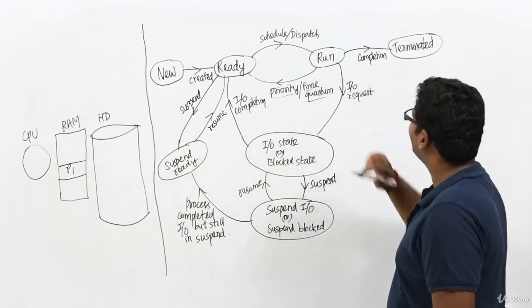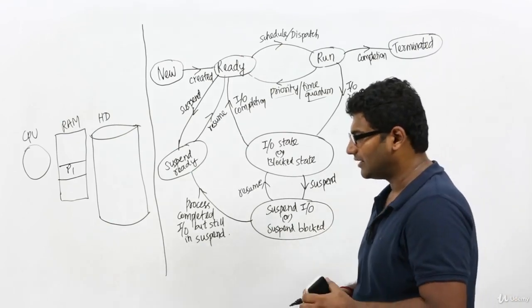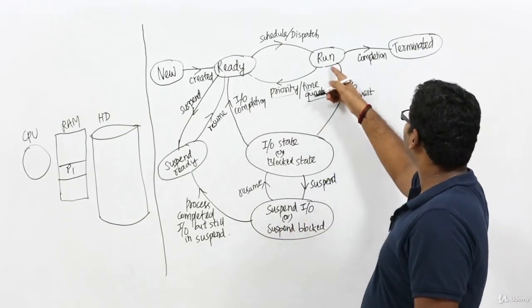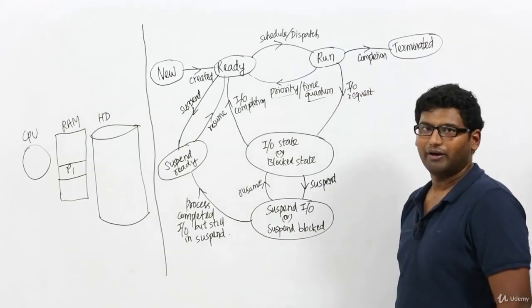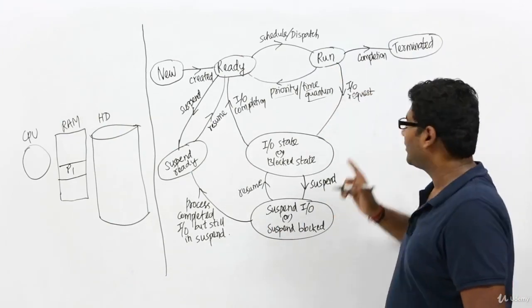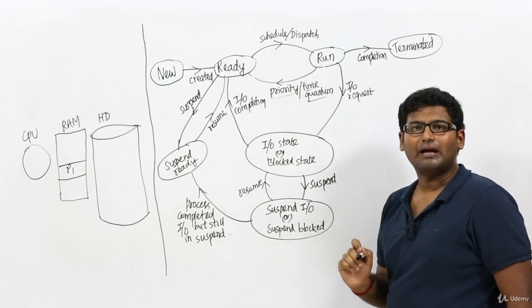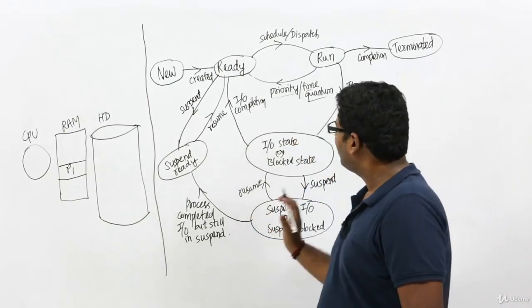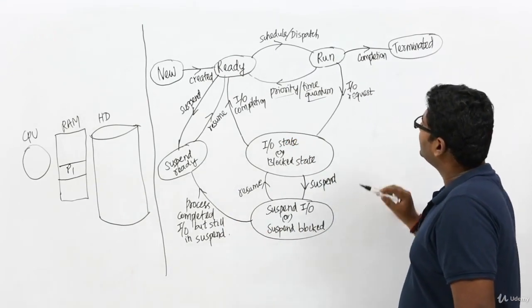Now from the running state, in case a process has completed its execution, the process will go to the terminated state. Once a process reaches the terminated state, it will be completely removed from the RAM, which we have seen. Okay. Fine. Now let's see this.